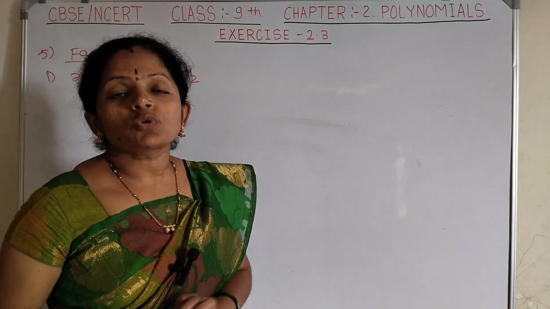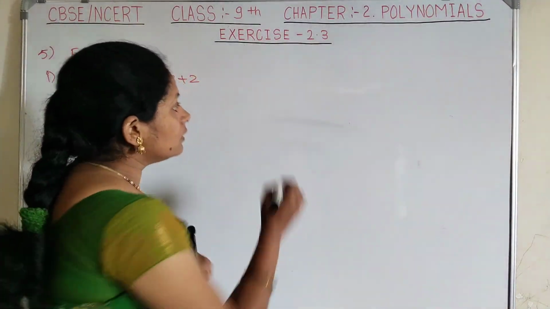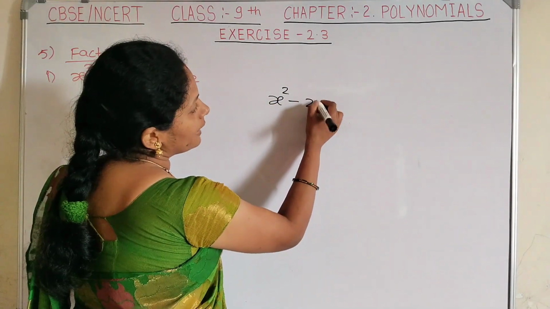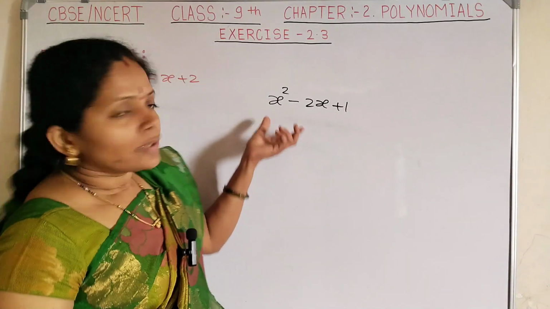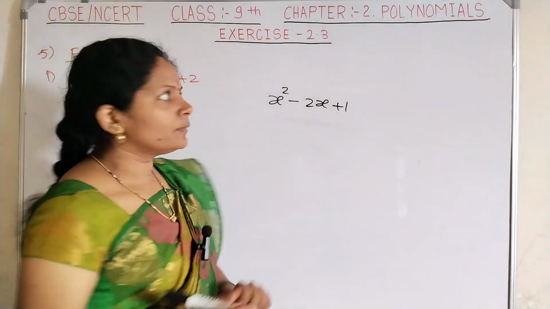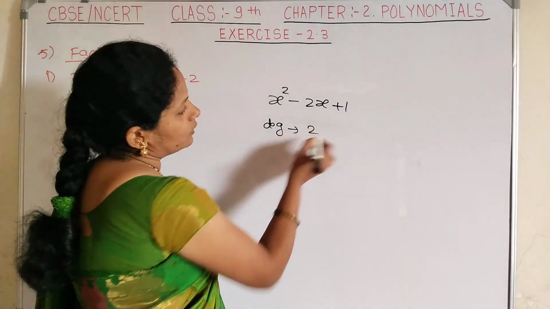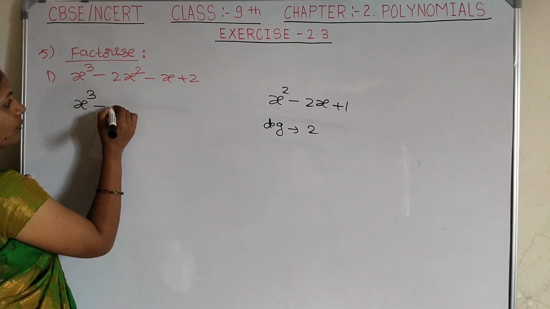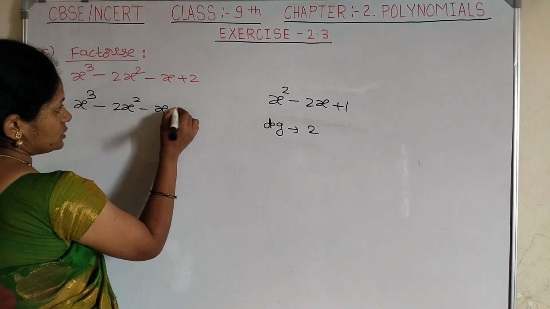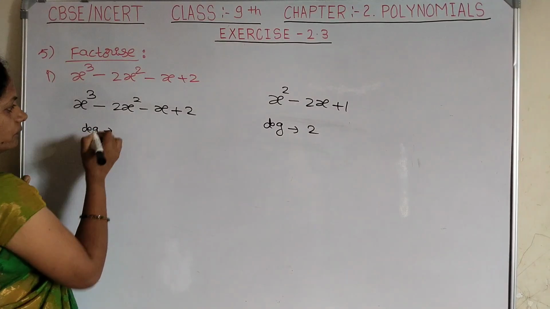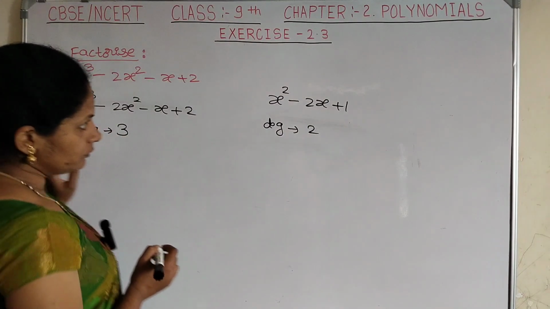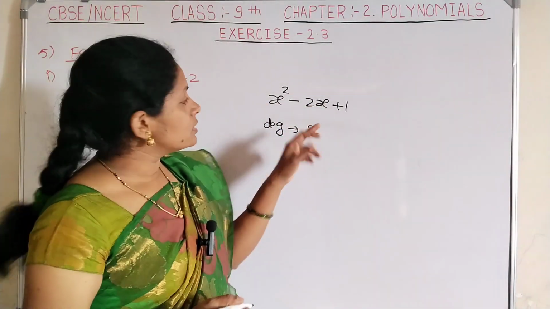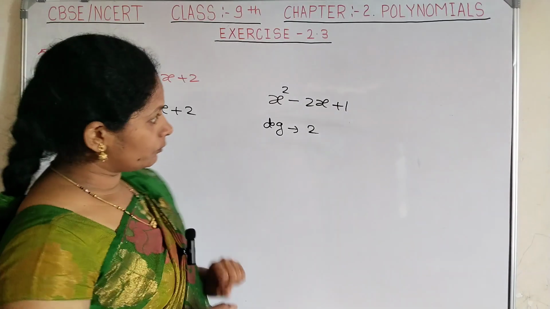In the fourth question, we factorized the quadratic polynomial x square minus 2x plus 1. Can you say what the degree of this polynomial is? It is 2. What is the degree of this given polynomial, x cube minus 2x square minus x plus 2? The degree is 3. How do we take the degree? The highest power of the given polynomial is called the degree. So here the degree is 2, and there the degree is 3.